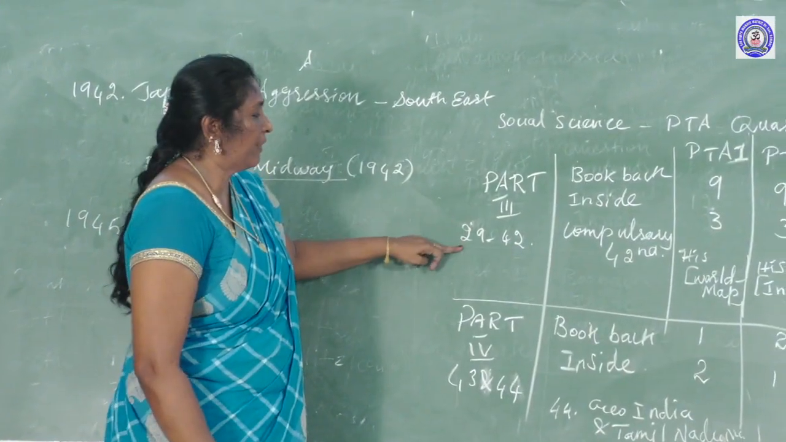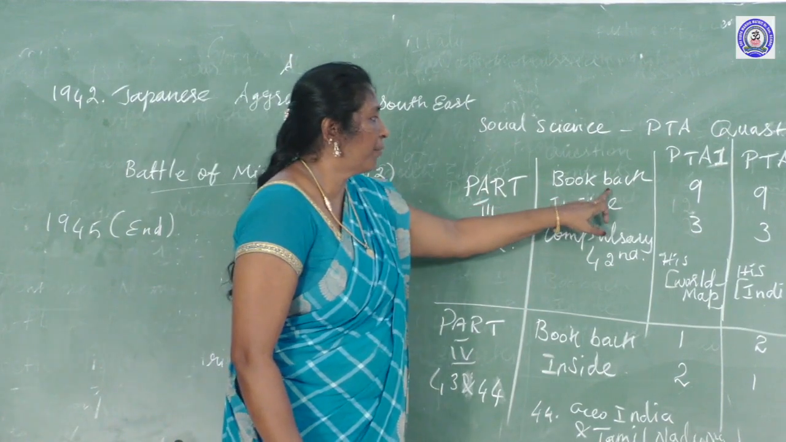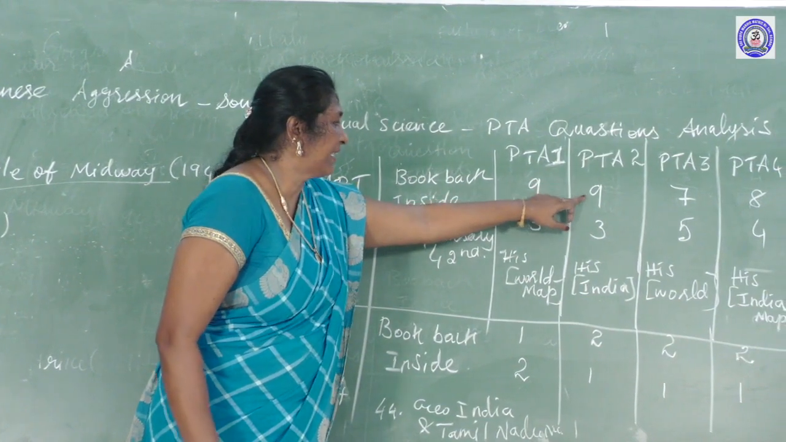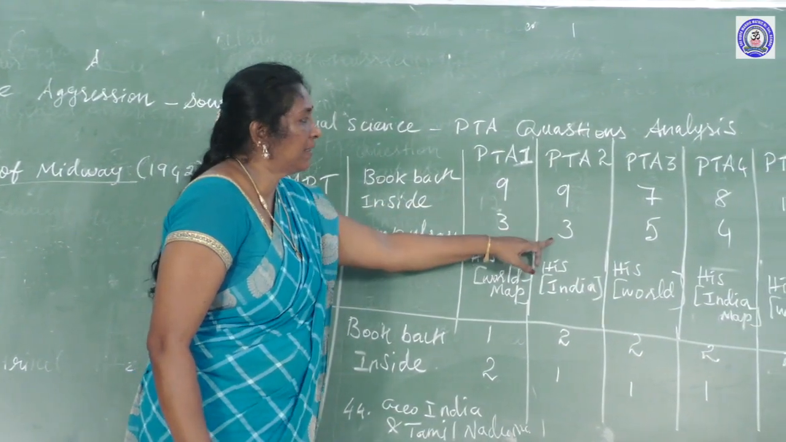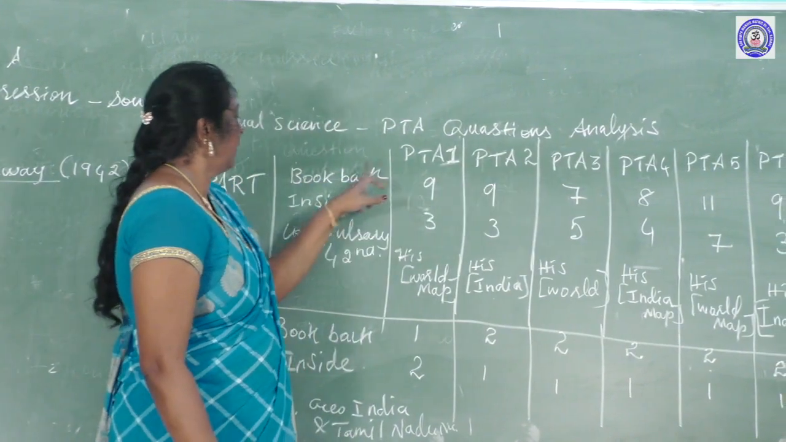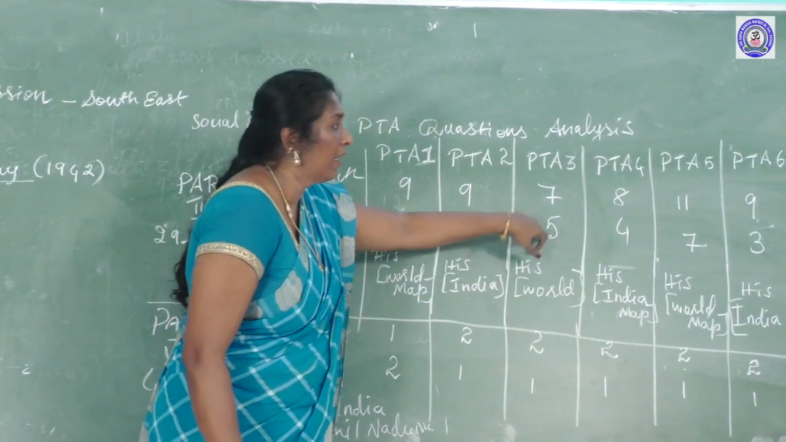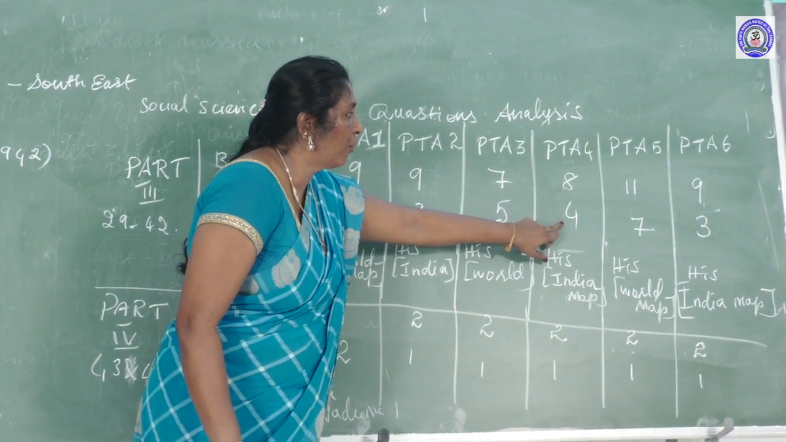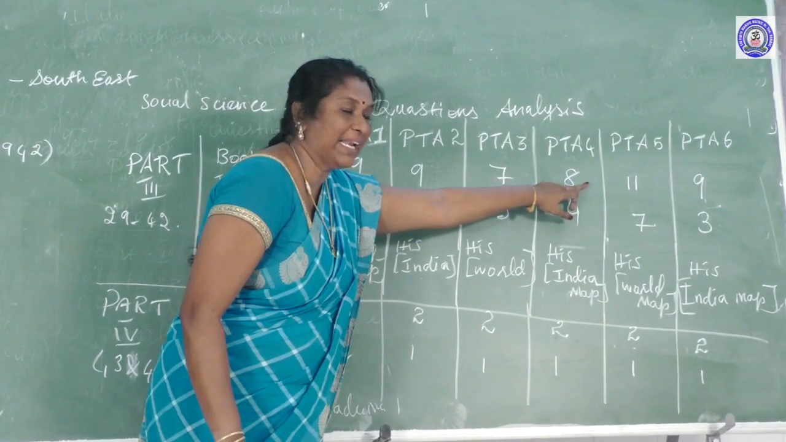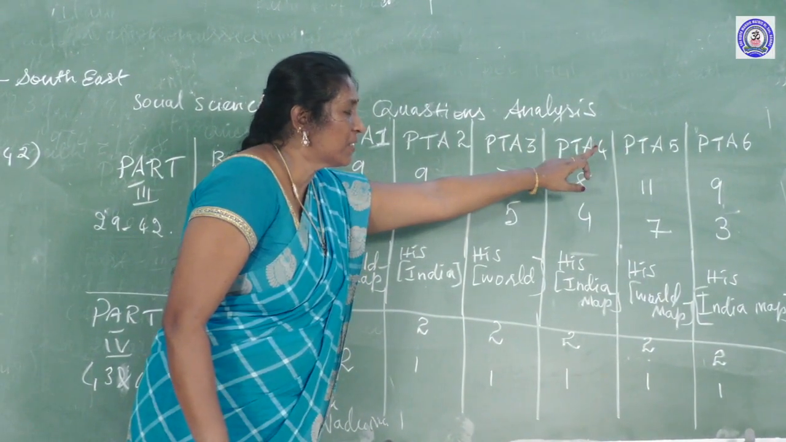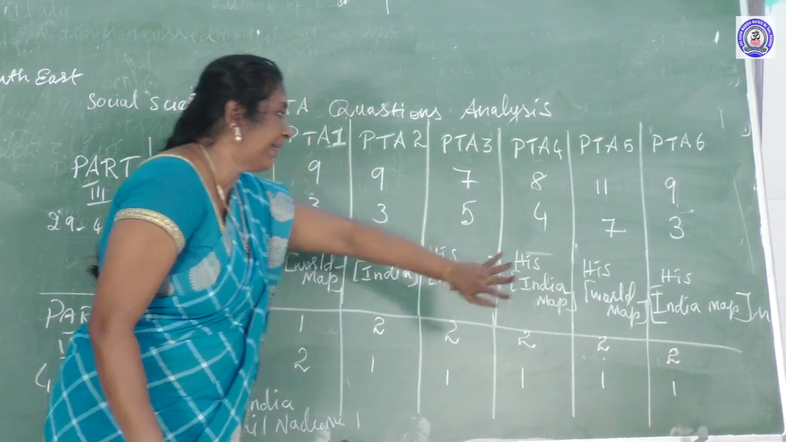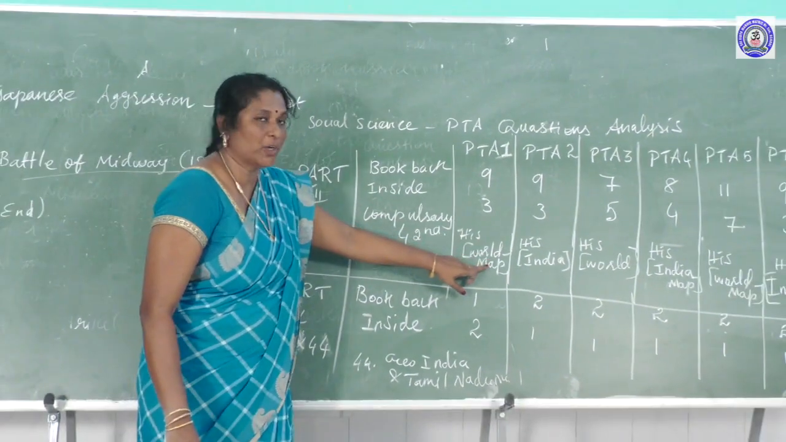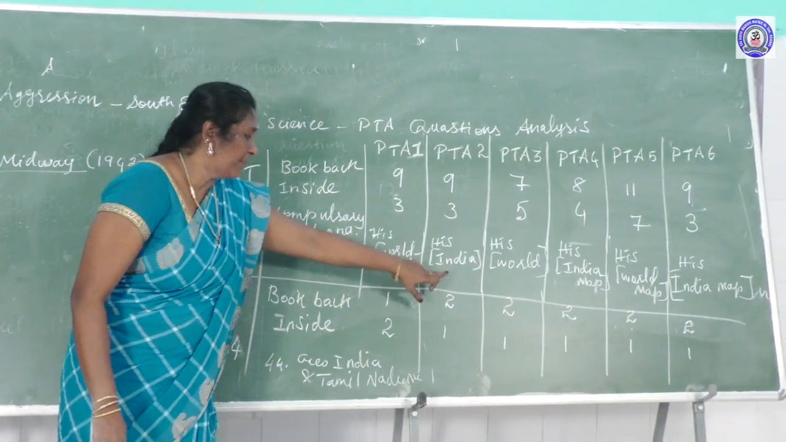Part 3, question numbers 29 to 42. There are also book back questions 9 and inside questions 3, and in the second PTA, book back questions 9 and inside questions 3. In the third PTA, book back questions 7 and inside 5. In the fourth PTA, book back questions 8, inside 4. In the fifth PTA, book back questions 11 and inside 7. In the sixth, book back questions 9 and inside 3. Then the 42nd compulsory question is the map; you want to concentrate on the world map and the India map also.